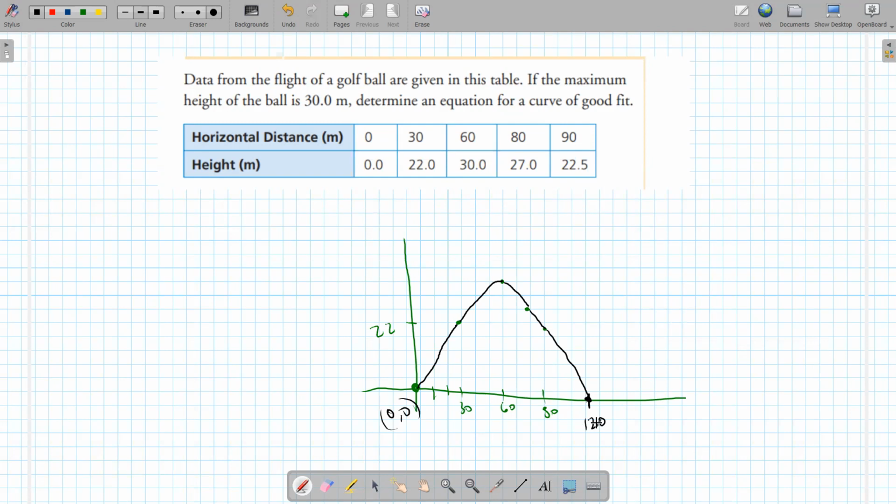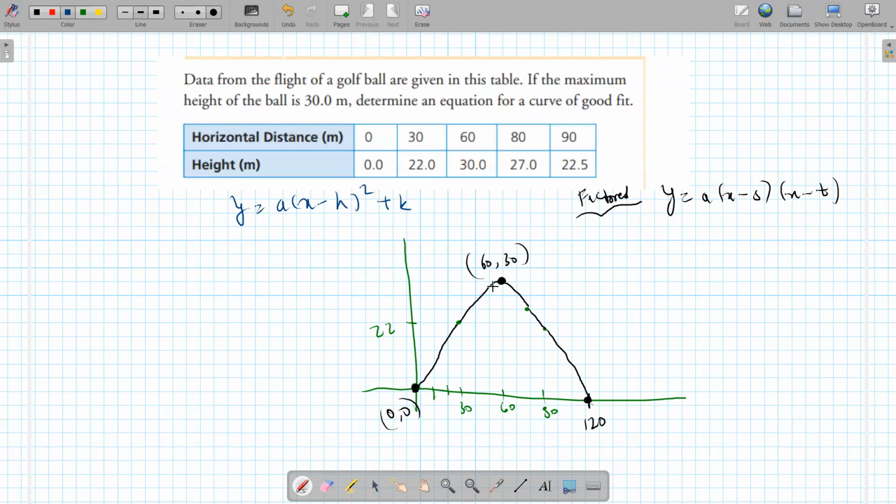Which form should we use, the factored form or the vertex form? We have these 3 points. Look at this. You can use either of the forms because you have the vertex and you also have the x-intercepts. Remember that? The factored form is a times x minus s times x minus t. This is the form that uses the x-intercepts, and you want to use this if you have the x-intercepts, or if you have the vertex, which we do have here, you can use this form, where h and k is the vertex.